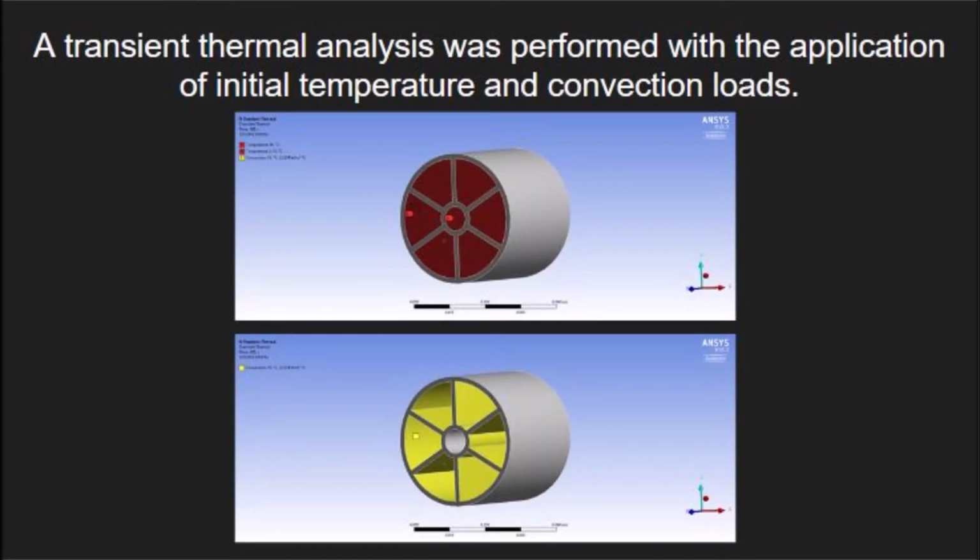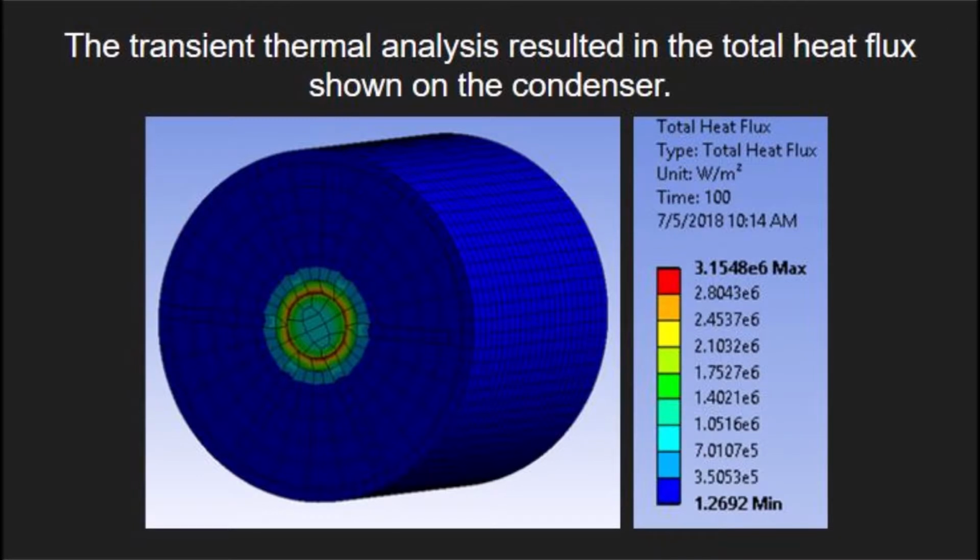Then the geometry was copied to a transient thermal analysis. The initial temperatures were applied as thermal loads at each inlet. Convection was applied to the inside wall of the water tubes with the calculated heat transfer coefficient of 22.374 watts per meter squared K. The thermal resistance for the refrigerant was assumed to be negligible, and therefore convection was not applied to the refrigerant tube. The transient thermal analysis resulted in the total heat flux shown on the condenser. The total heat flux ranged from 1.2692 to 3.1548 times 10 to the 6 watts per meter squared.